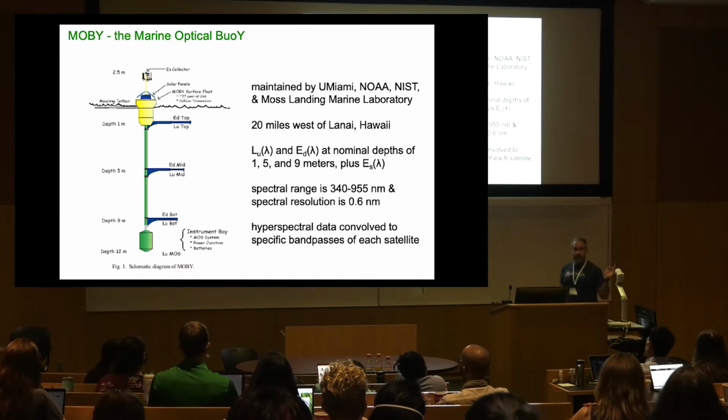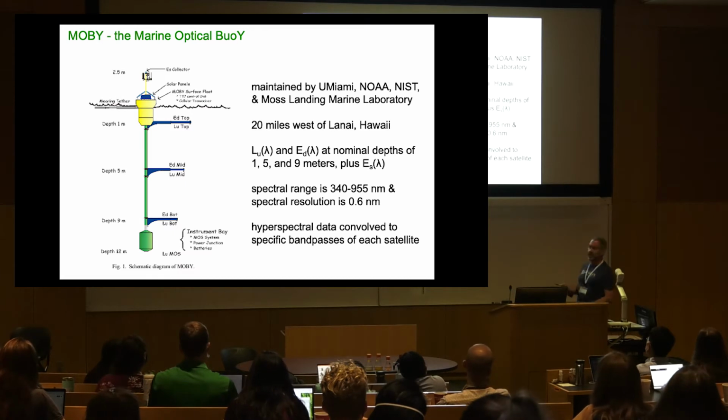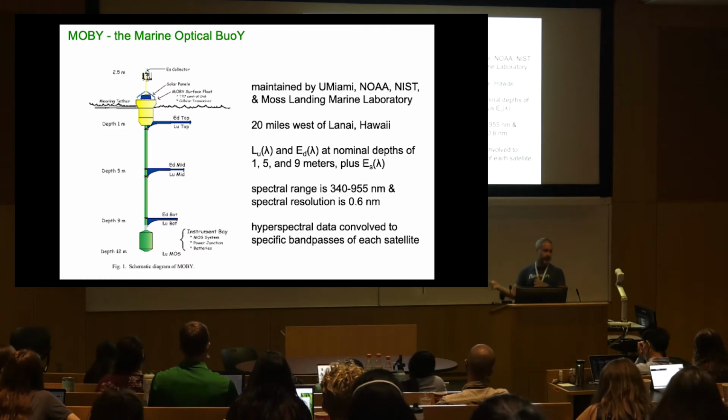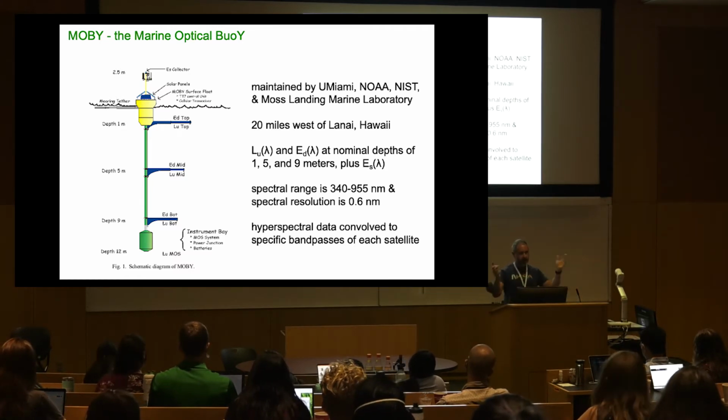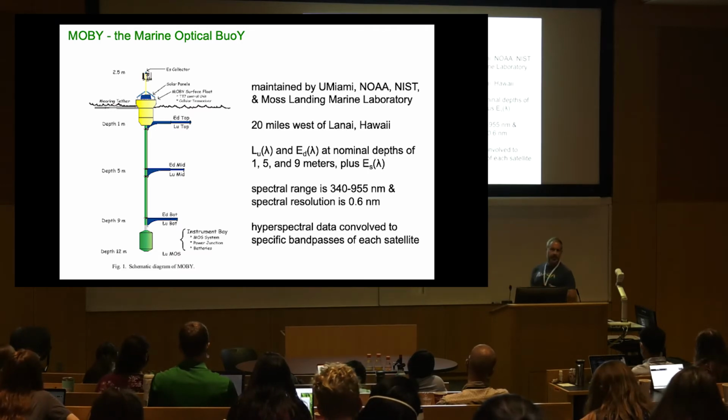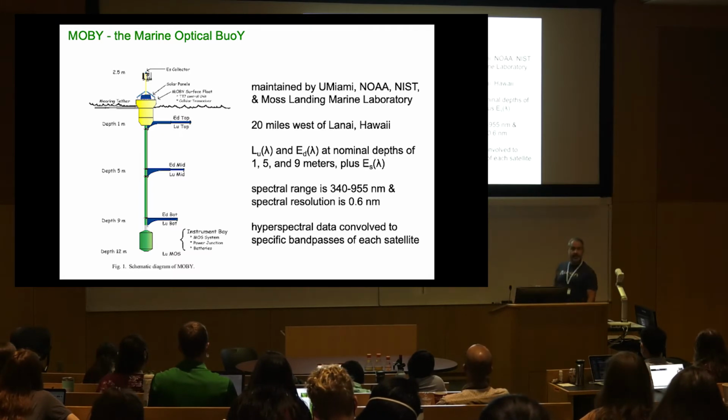And the reason that hyperspectral is really important here is that you can convolve the bandpass of every single instrument you want, because CWIS doesn't look like MODIS, doesn't look like VIIRS, doesn't look like something else. But if we're hyperspectral, you have all the information you need to focus on the spectral regions that you actually care about.